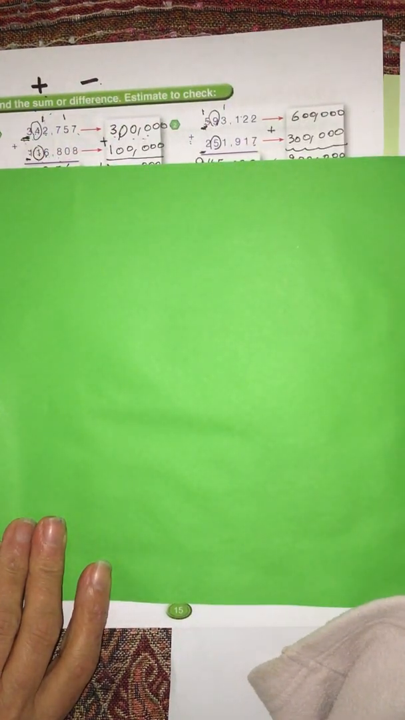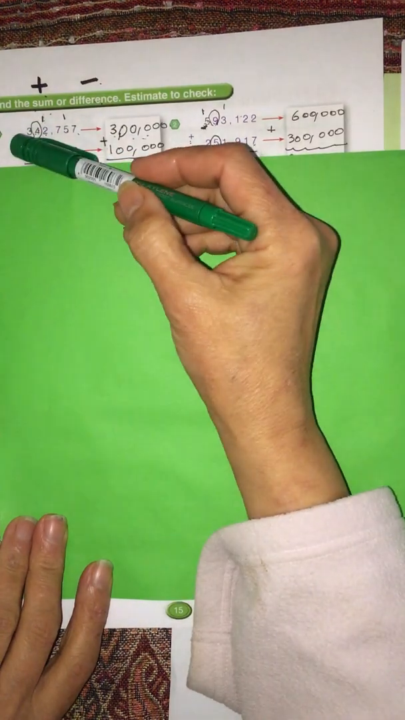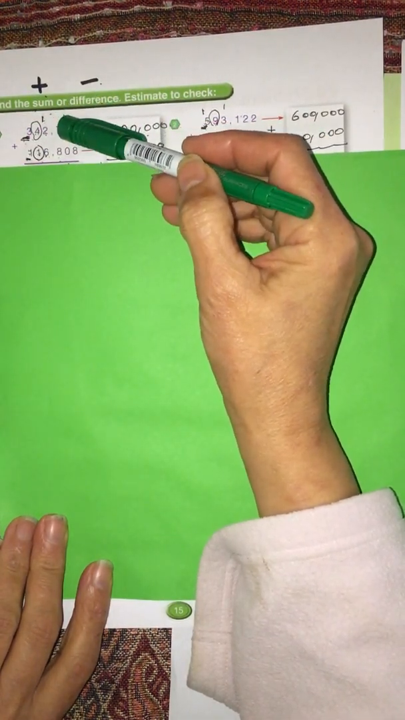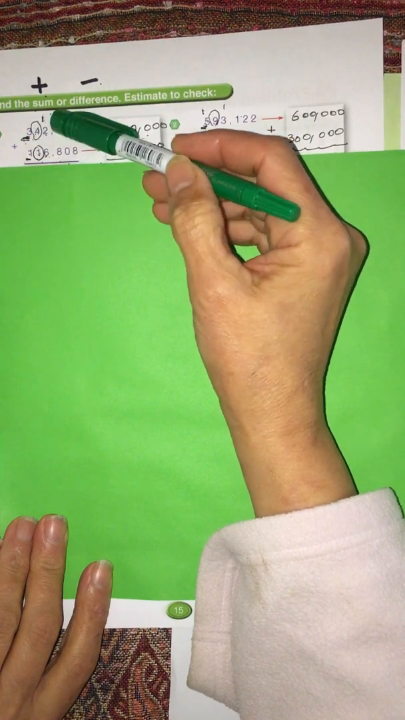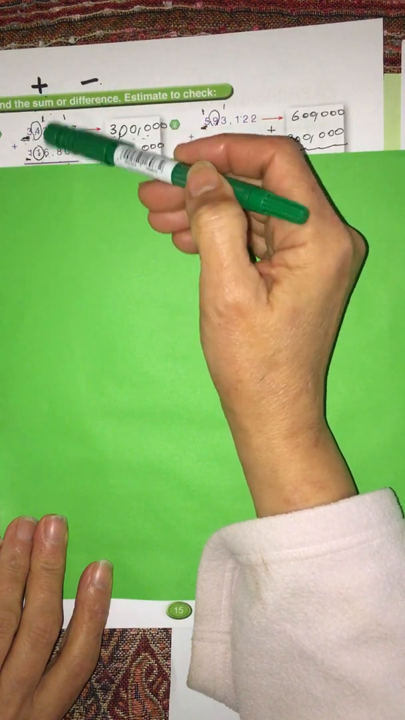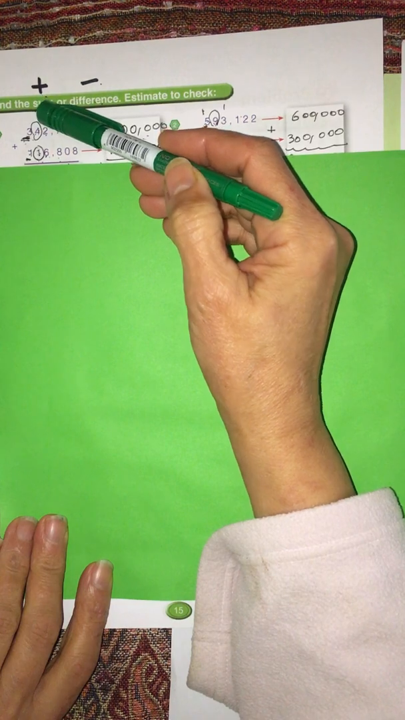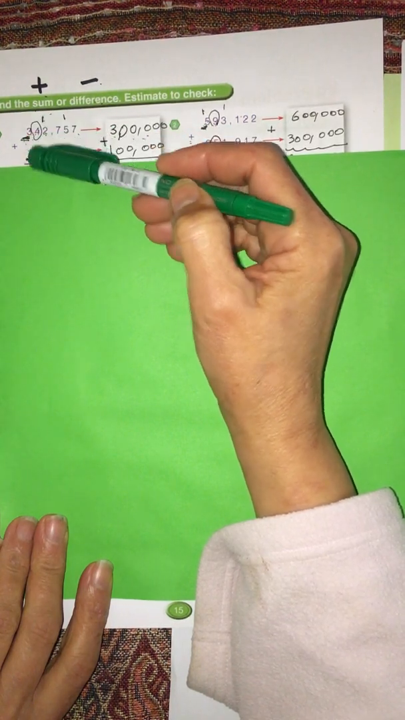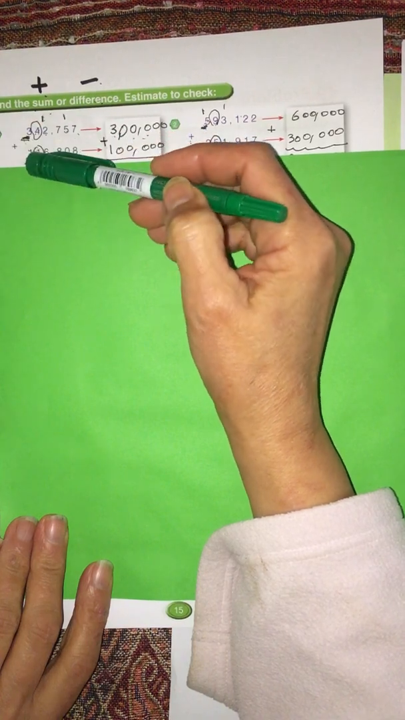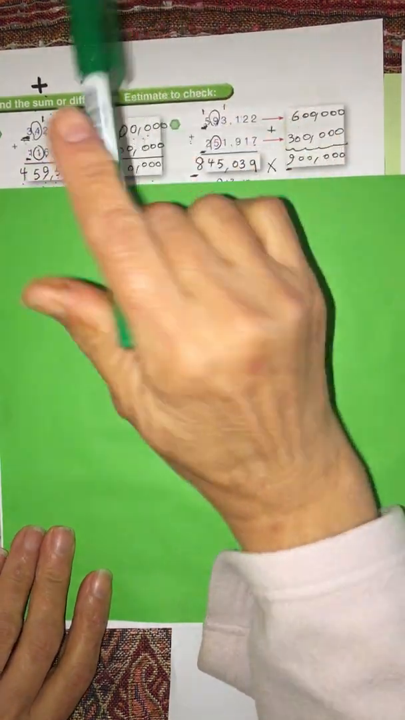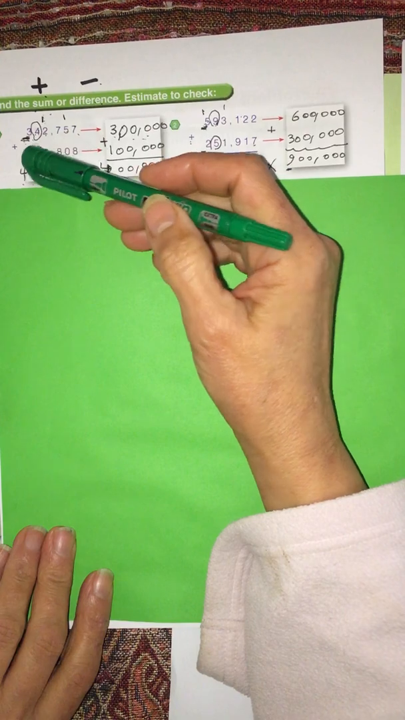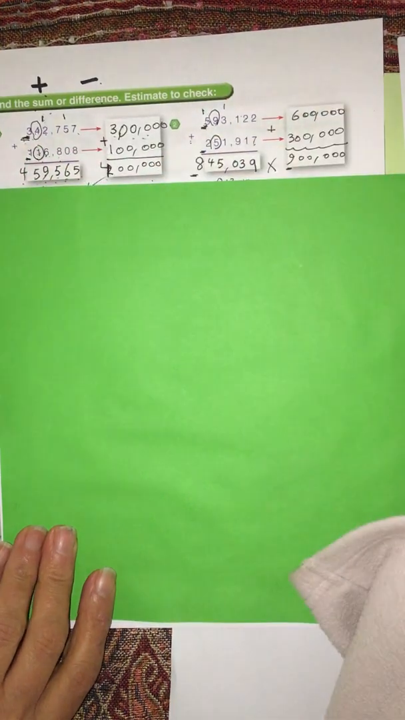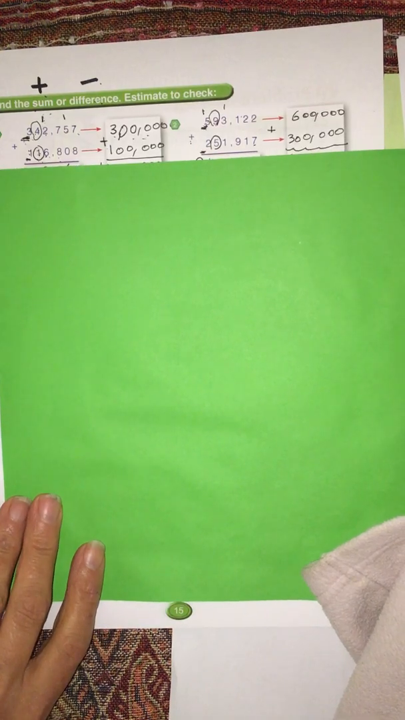Look here, if I have this, they said add. 7 plus 8, 15, 5 معي 1. 1 و 5, 6. The 6 will go down. 7 و 8, 15. 5 و 1 up. 1 و 2, 3. 3 و 6, 9. 4 و 1, 5. 3 و 1, 5. So the answer is 459,565. This is the exact answer.